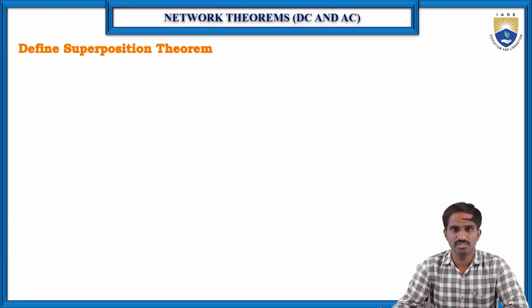Define the superposition theorem, because you will get some questions based on the definitions and terminology in your final examination. Define superposition theorem with a suitable example, something like that. You may get such a question in your final examinations. In that case, you have to write the statement of the superposition theorem, consider one example, and prove the theorem, which means you have to apply the superposition theorem to a particular network.